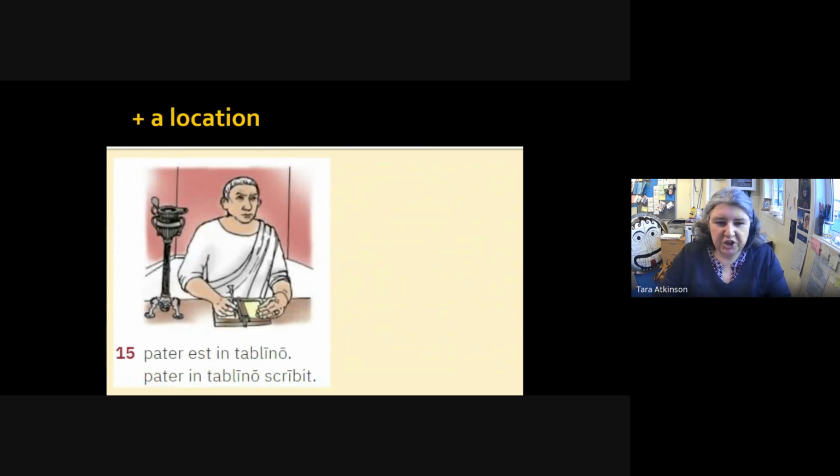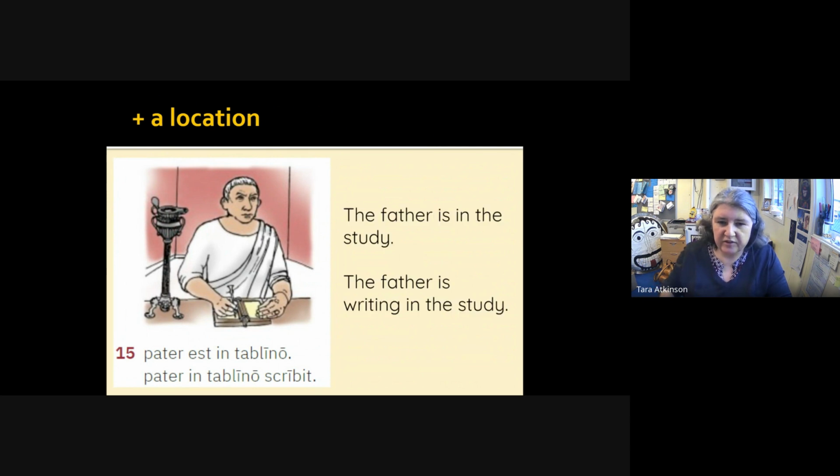So then we add a location in, and we start to teach students where people might be doing things in the house. So since lockdown, everybody's been very au fait with things like home offices and studies. So when we say, "Oh yes, pater est in tablino," the father is in the study. Pater in tablino scribit, the father is writing in the study. These days, students immediately go, "Oh yeah, he's working from home." So that's one benefit to lockdown. There may only be one.